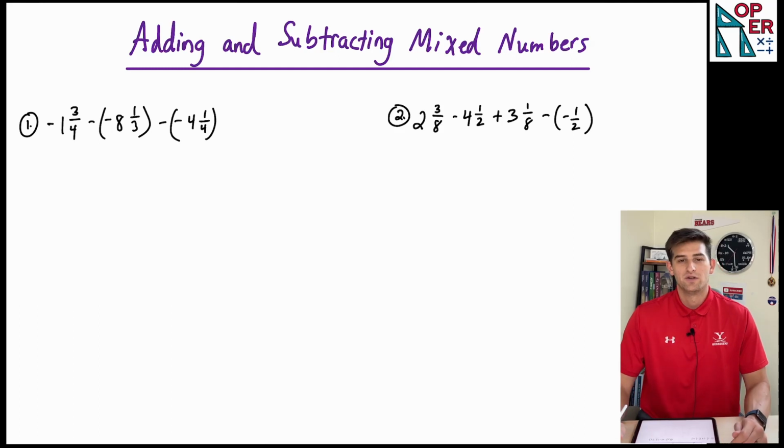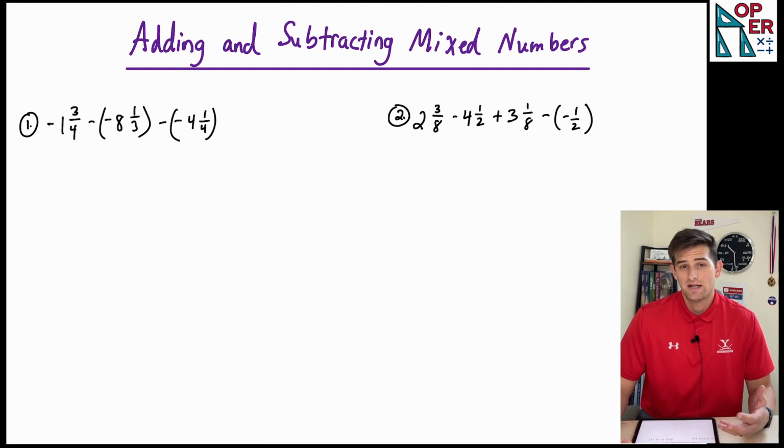Hello everyone, in this video we're going to talk about how we can add and subtract mixed numbers. So we're going to start here. We have two examples that we're going to do. Number one, we have negative 1 3/4 minus negative 8 1/3 minus negative 4 1/4. So kind of two steps to begin this.